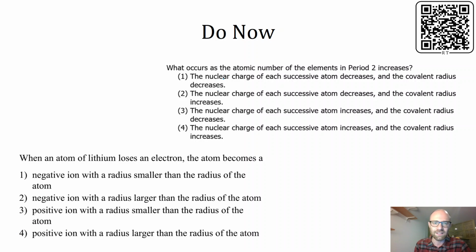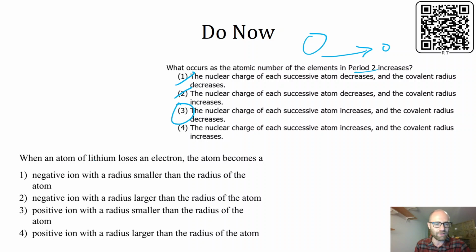What occurs with the atomic number of the elements? What occurs as the atomic number of period 2 increases? So we're going from left to right. Nuclear charge decreases. Nope, that's not true. Nuclear charge increases. And the covalent radius, also known as the atomic radius, decreases. Yep, small atoms over here, larger atoms over here.